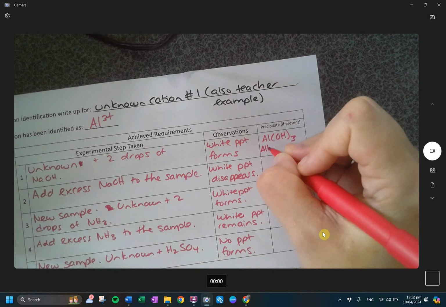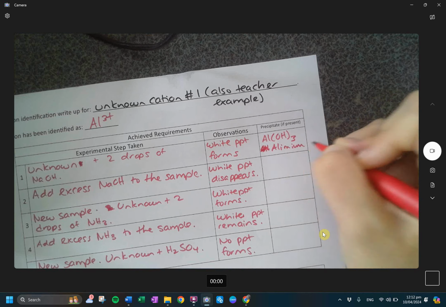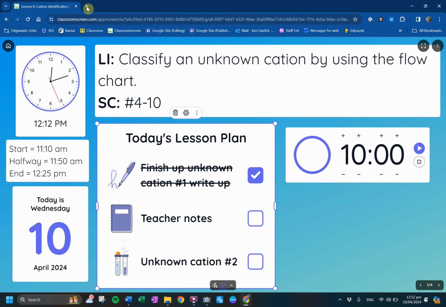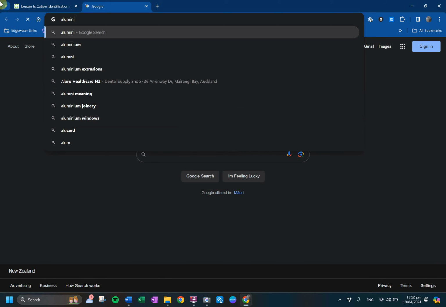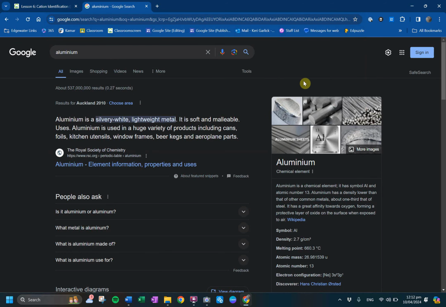Now I gotta figure out how to spell aluminium. I'm just gonna Google it. Because let's face it, Miss cannot spell. I can type it. That's weird. I can write it, but I can't like write it. Anyway, aluminium hydroxide is up there.